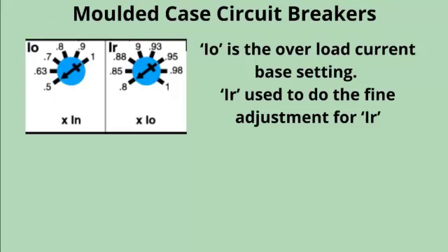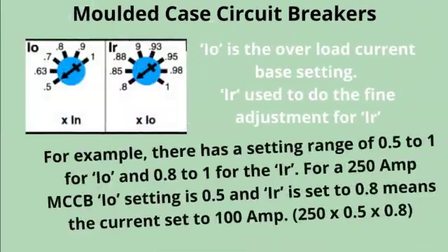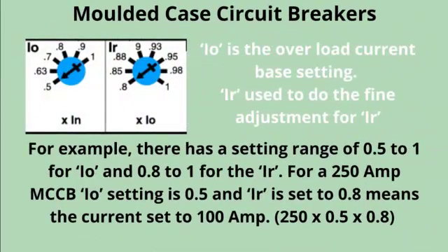Io is the overload current base setting. Ir is used to do the fine adjustment. For example, there is a setting range of 0.5 to 1 for Io and 0.8 to 1 for Ir. For a 250 amp MCCB, Io setting is 0.5 and Ir is set to 0.8, which means the current is set to 100 amp.